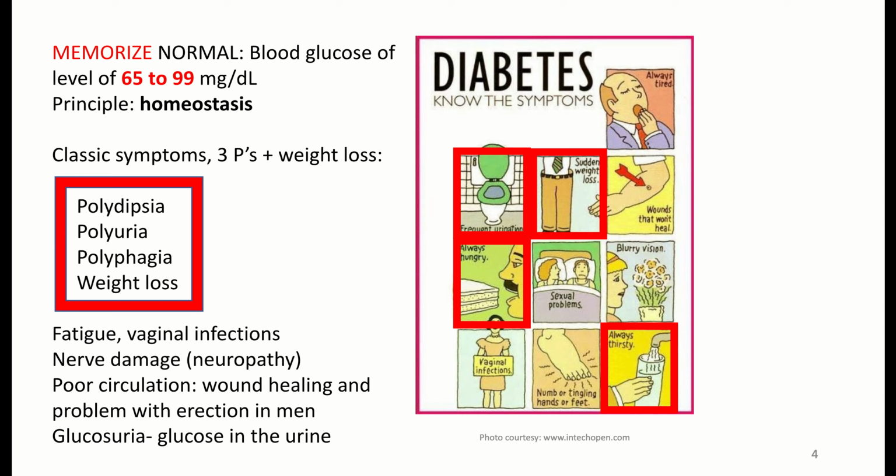Normal blood glucose level is between 65 to 99 milligrams per deciliter. To know the symptoms of diabetes, you must think of the principle of homeostasis. Homeostasis in this case means that the body will attempt to return glucose levels within a normal range. As you may recall, in diabetes, there is too much glucose in the bloodstream.